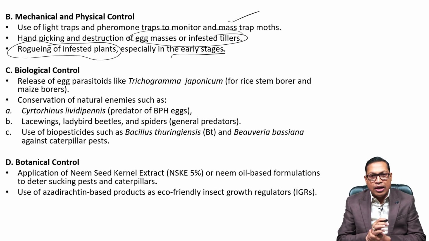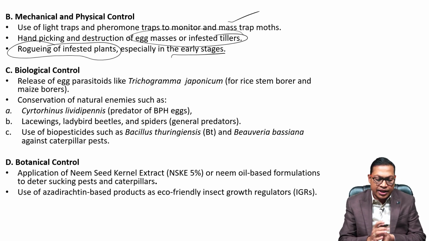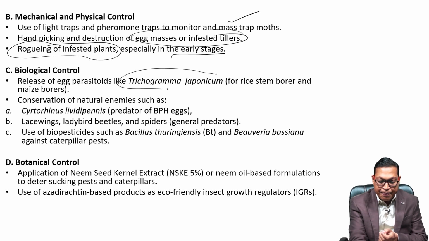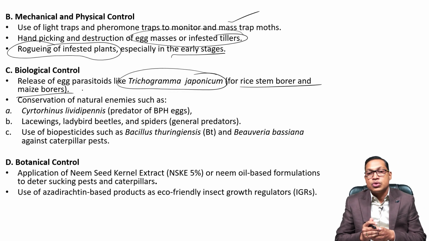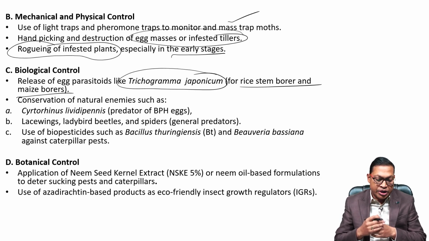Then in the biological control, we will release some egg parasitoids like Trichogramma japonicum for rice stem borer and the maize borers. So, they will feed on these types of borers and minimize their population.